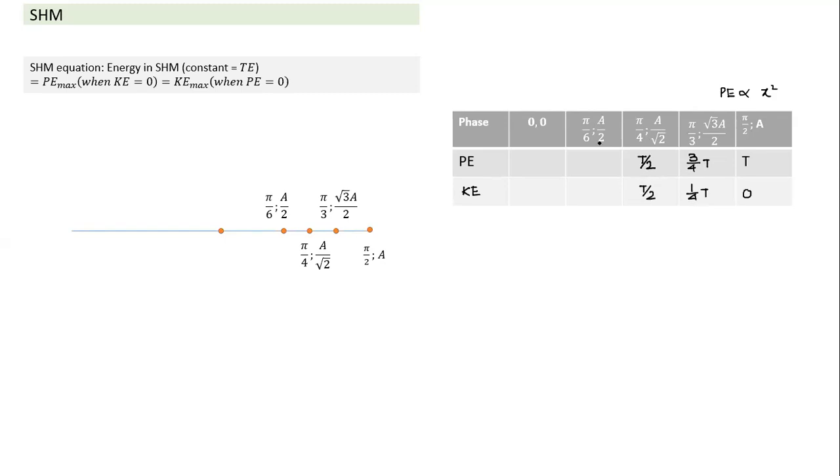So when it is A by 2, potential energy becomes 1/4 of the total energy, and 3/4 is the kinetic energy. And when it comes to the mean position, potential energy is 0 and kinetic energy is the total value. So what we notice at different points is how the energy is shared: the ratio is 1:3, 1:1, 3:1, and 1:0. That's how energy gets shared at different phase angles at different positions.